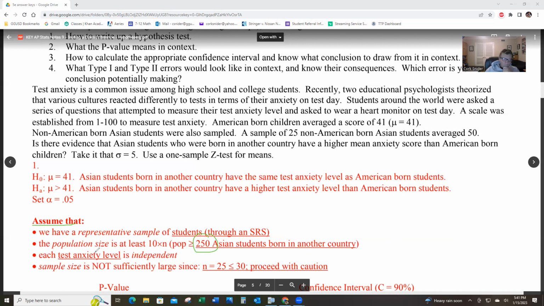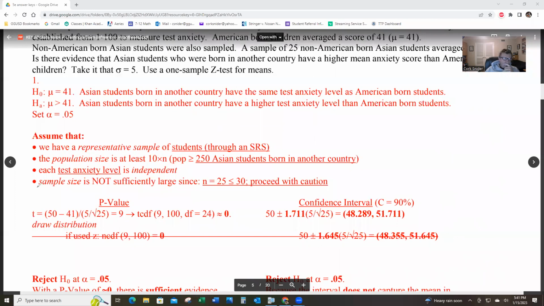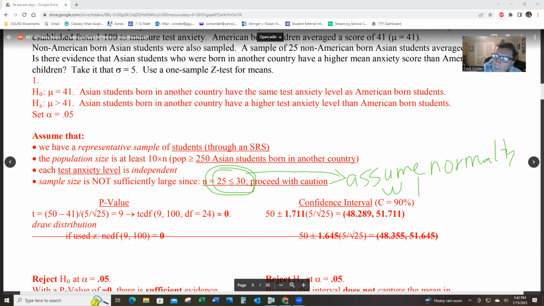This is the 10% rule. I'm assuming these 25 kids, none of them know each other, so they're all independent. They're not all freaking out on the same physics test or something, okay? That's not happening. And then the last thing is, now this is interesting. I wrote it one way. I might do it a different way. Maybe I should do it a different way, where it says sample size is not large enough. So this is a really small sample size. Really, I think you should probably say, I think I would do this differently. I would say just assume normality with the sample. Okay. That's probably better.